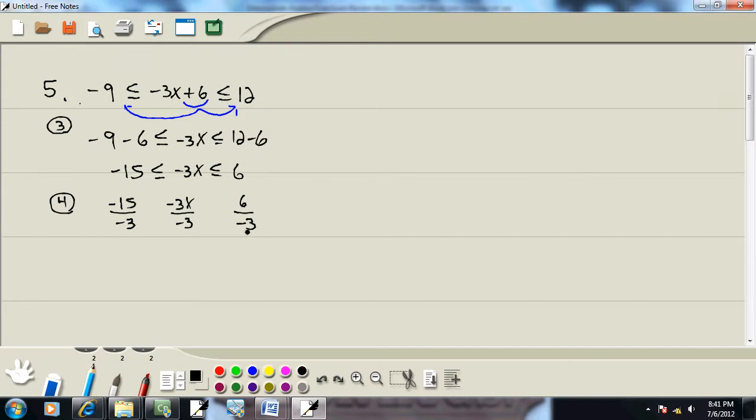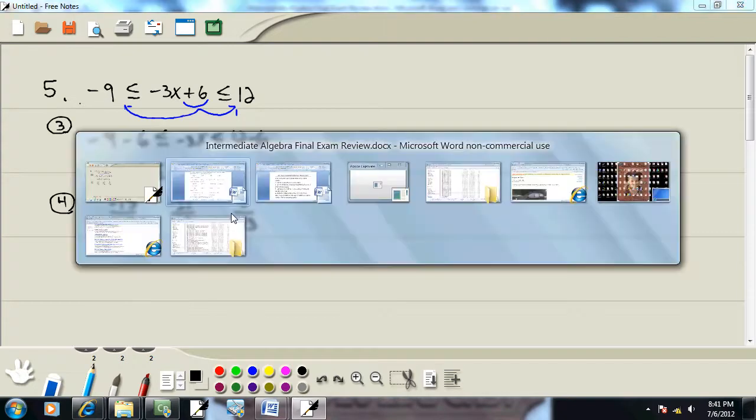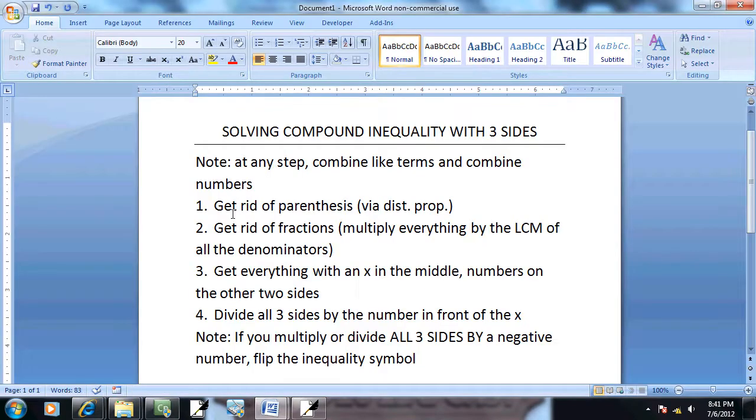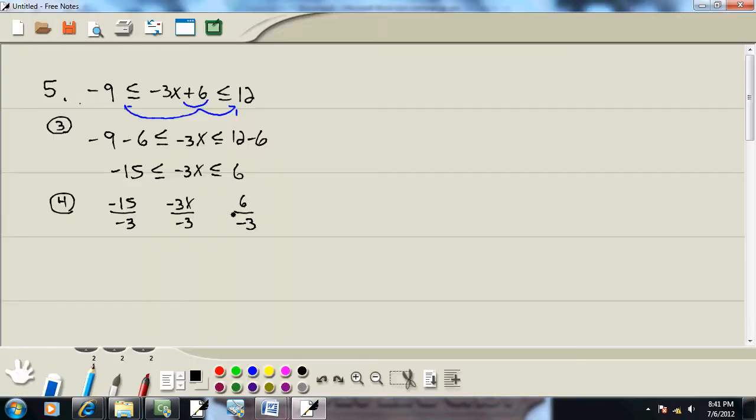Now our note at the bottom said if you multiply or divide all 3 sides by a negative number, and we're dividing all 3 sides by a negative number, then we're going to flip the inequality symbol. So these less than or equal to's become greater than or equal to's. -15 divided by -3 is 5. These -3's cancel, gives us x. And 6 divided by -3 gives us a -2.